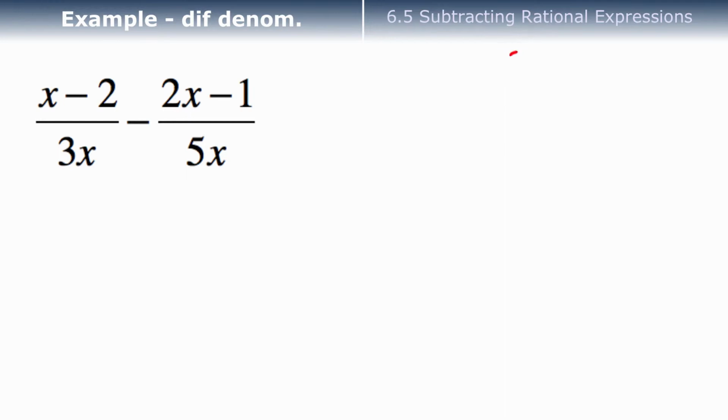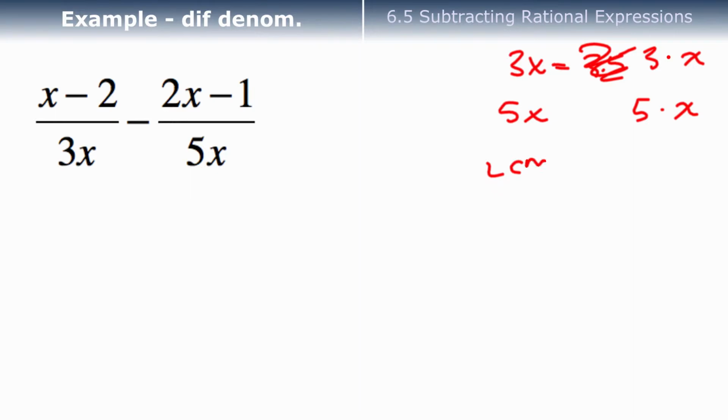Denominators aren't the same. So I've got 3x and 5x. Well, 3x is 3 times x, 5x is 5 times x. So my LCM has to have a 3 in it, has to have an x in it, has to have a 5 in it, and I already got one of those. So this would be my LCM, and I'd multiply the two to make 15x.